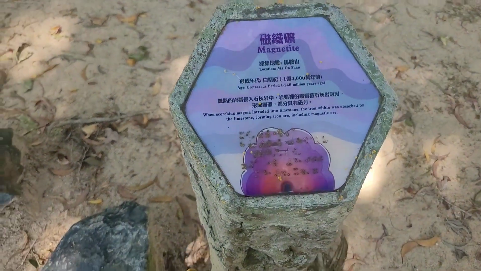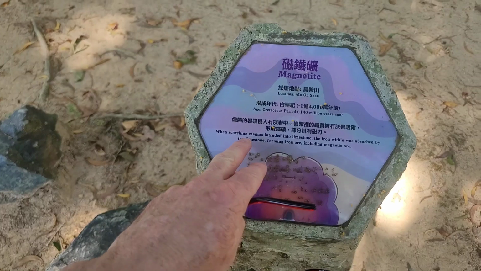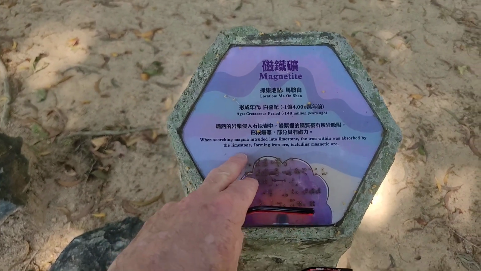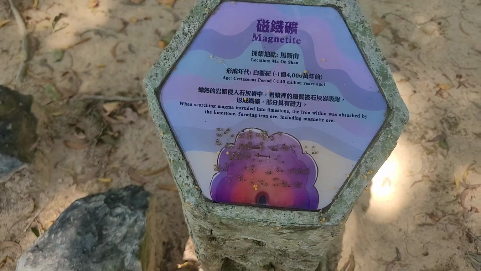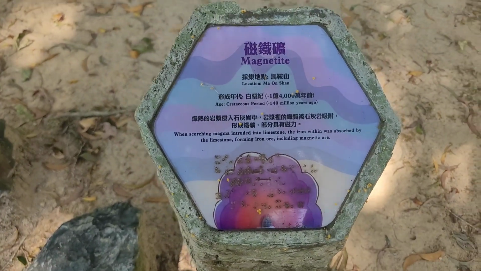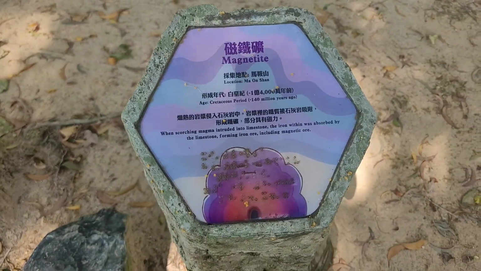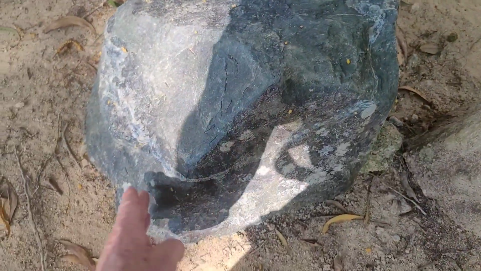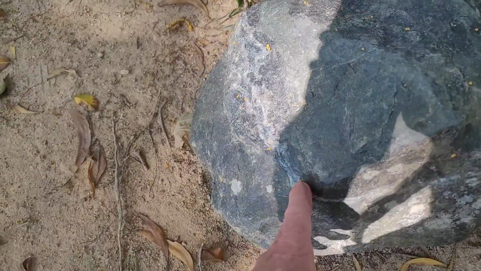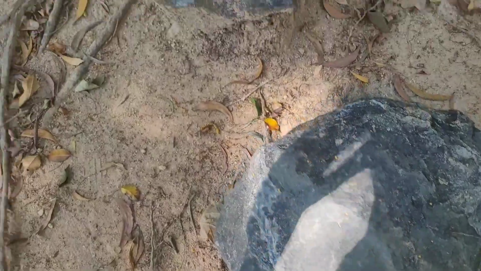Okay, it's magnetite, Cretaceous, 140 million years ago. Magma intruded into limestone. Iron within absorbed the limestone, forming iron ore. Okay, so here's the magnetite. Obviously, we have some quartz veining, it looks like.